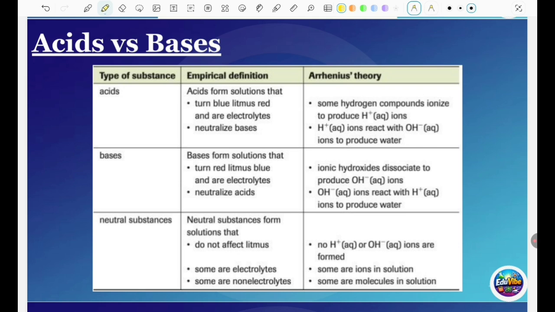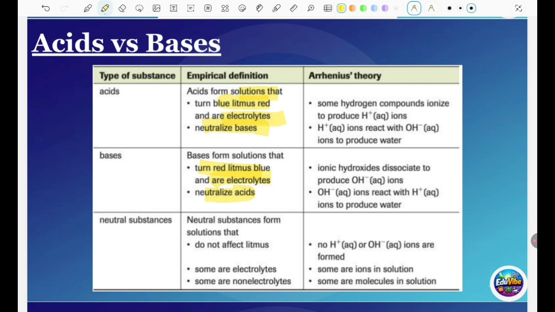Acids are solutions that turn blue litmus red, and they are also electrolytes. They neutralize bases, because acids neutralize bases and bases neutralize acids. Bases turn red litmus blue, and they are also electrolytes. So that is the difference.